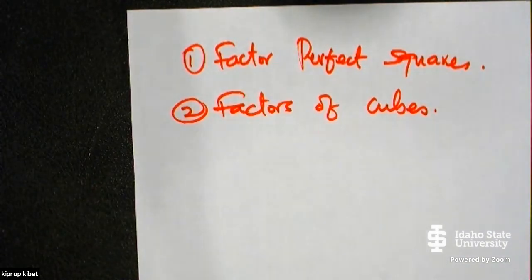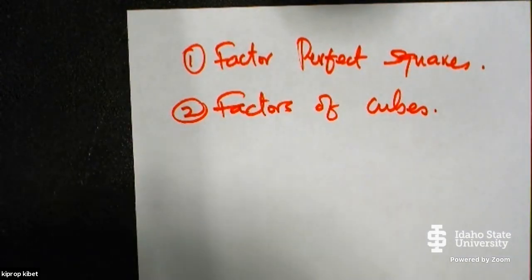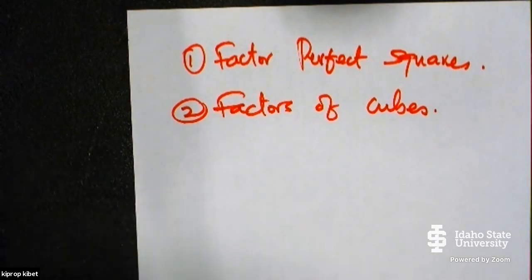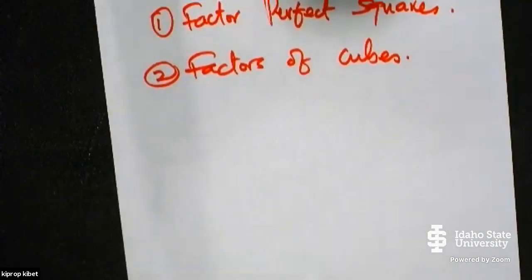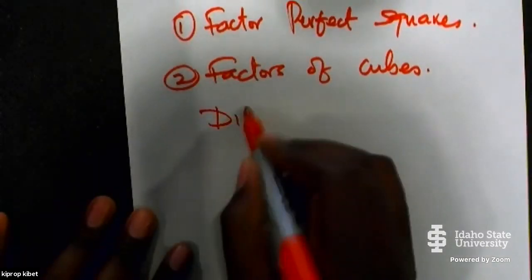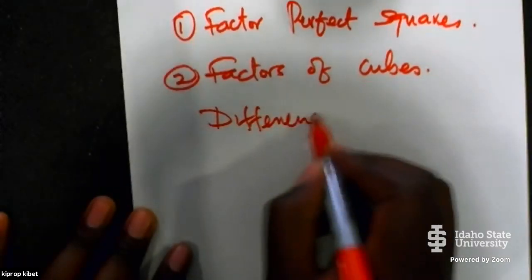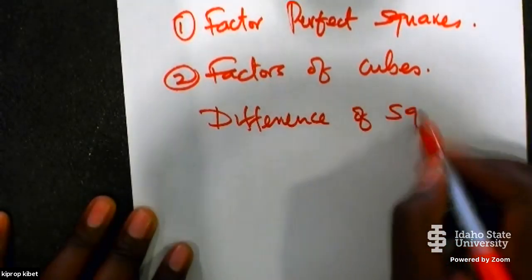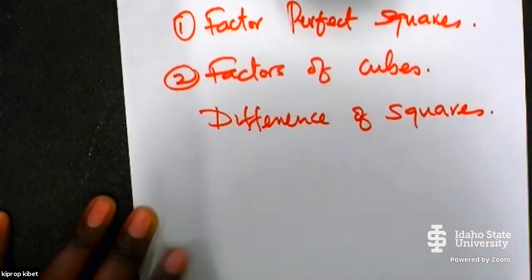Like what we did last time, we're going to see how to factor the squares. If you're given a perfect square, how would you factor? All right, so let's start from the difference of squares pattern. Difference of squares, and this one is always common.